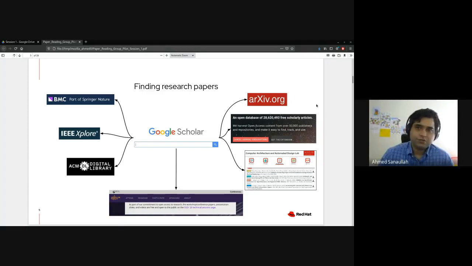Then there are also browser extensions that will point you to where a free version of that paper is available somewhere on the internet. And then in some cases, such as if a professor has a National Science Foundation grant, the papers are also available on that professor's webpage or that lab's webpage.